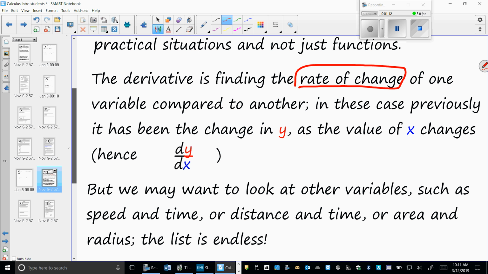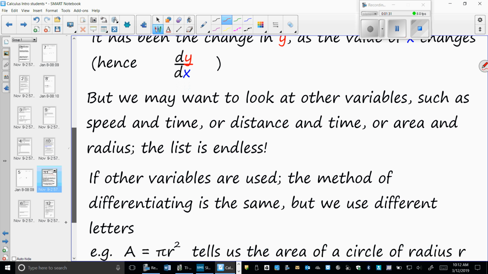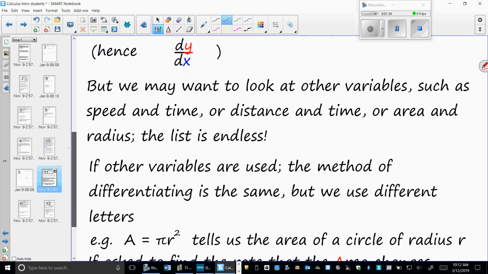In these cases previously, it's been a change in y as the value of x changes. So that's why we've been writing dy/dx, because we're looking at how y changes as x changes. But we may want to look at other variables such as speed and time, or distance and time, or area and radius. The list is endless. There are lots and lots of different options. Don't panic too much. Essentially, most of the time you'll only be seeing things in x and y, or in the distance and time thing that we're going to be looking at in a second.